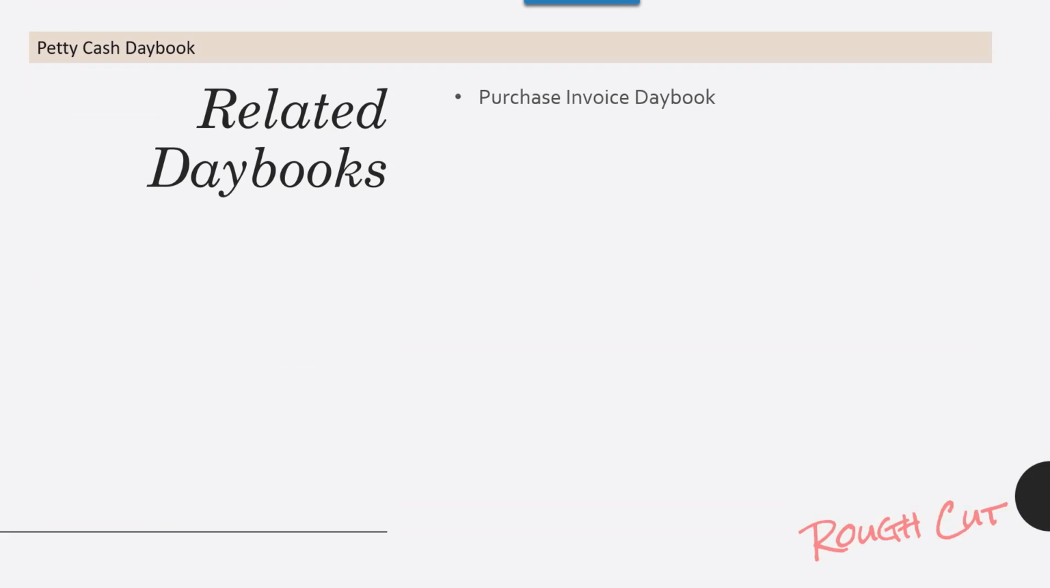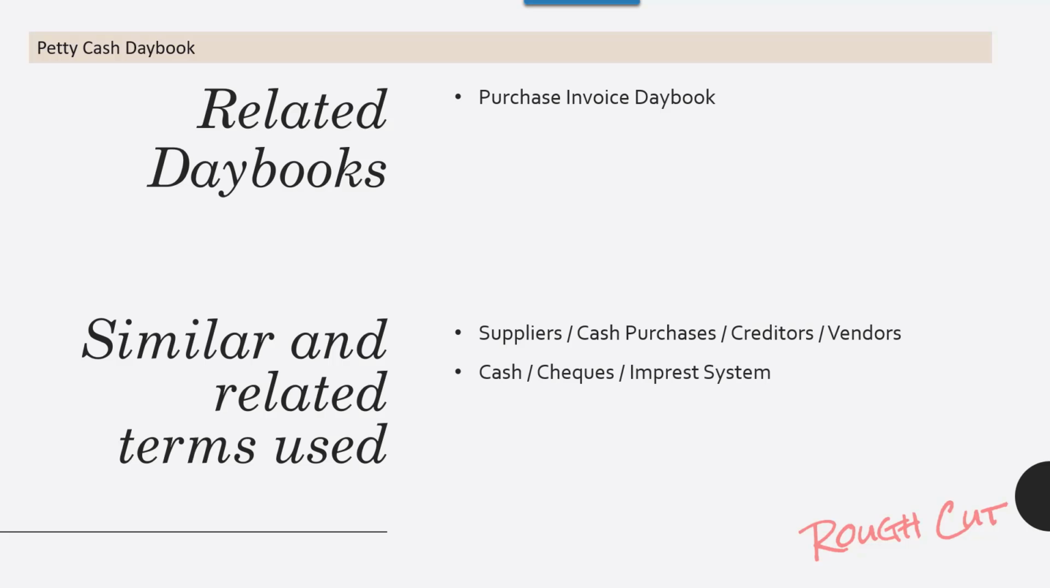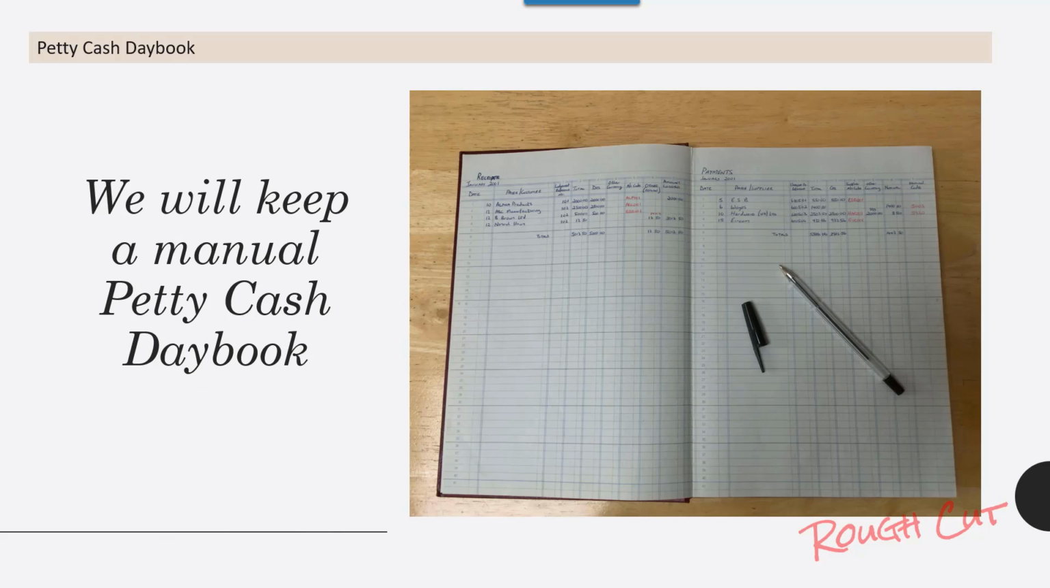Related daybooks. The purchase invoice daybook and similar related terms used. Suppliers, cash purchases, creditors, vendors, cash checks, imprest system. We will keep a manual bookkeeping system for the Petty Cash Daybook.